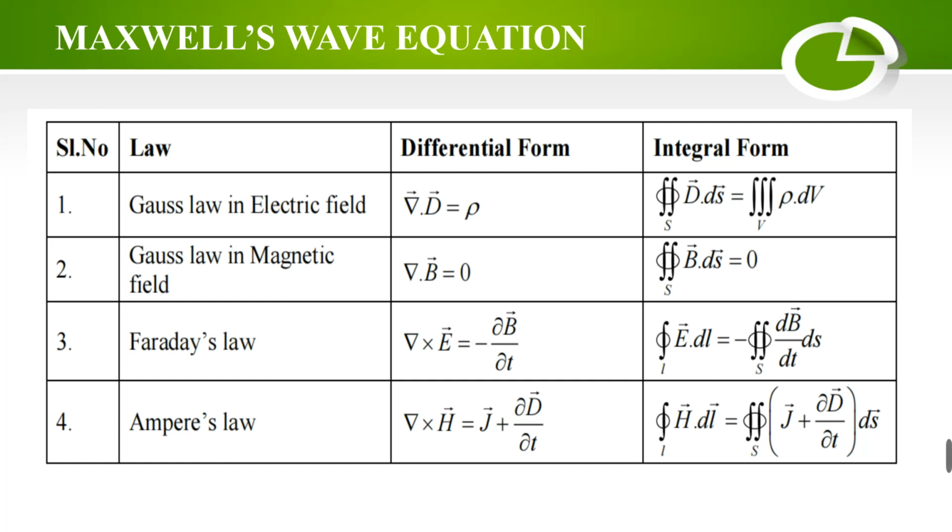The second law is based on Gauss's law for the magnetic field, that is, del dot B is equal to 0. This was the second Maxwell's equation. The third one is from Faraday's law, that is, del cross E is equal to minus dou B by dou t.